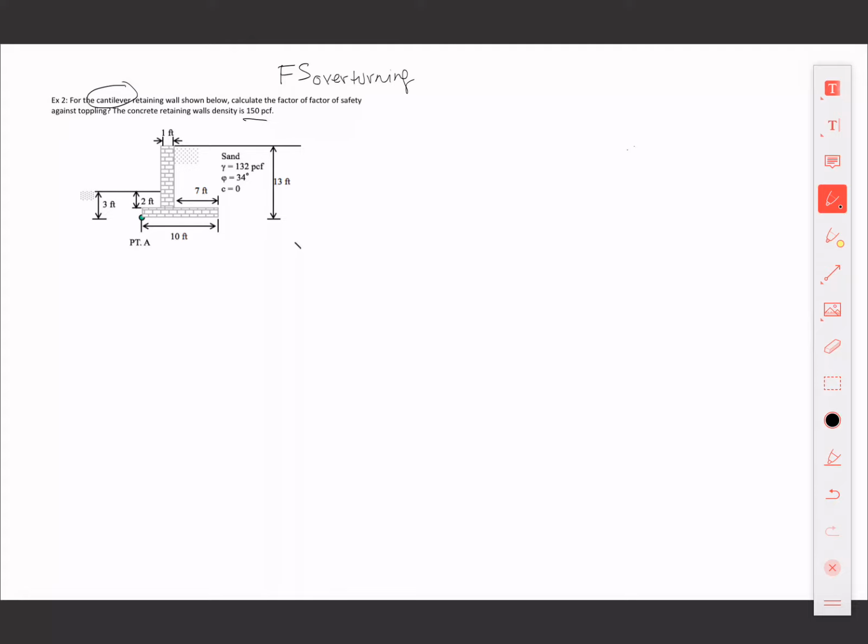So if we know that our factor of safety against overturning is the resisting moments over the overturning moments. So what is trying to not push it over versus what is resisting. So when we're going to calculate the resisting, the first thing we want to do is find out all the forces that are resisting the overturning.